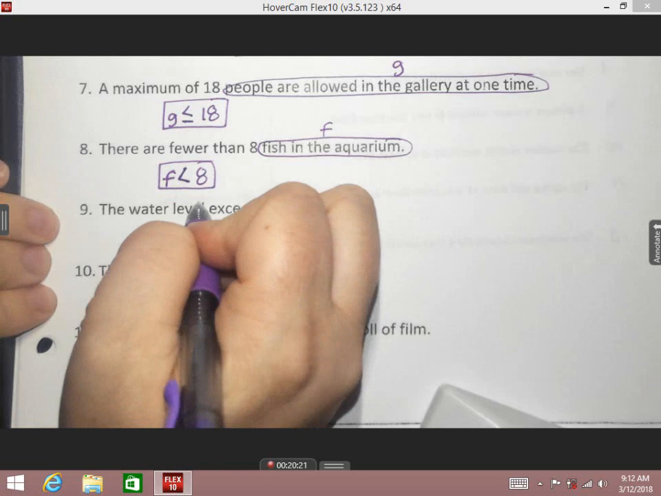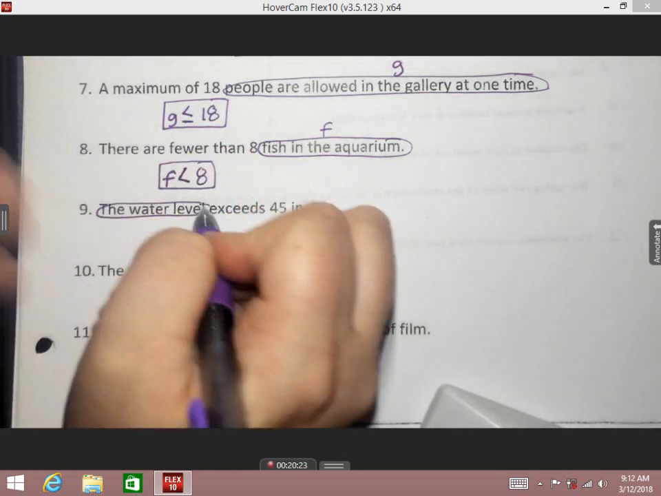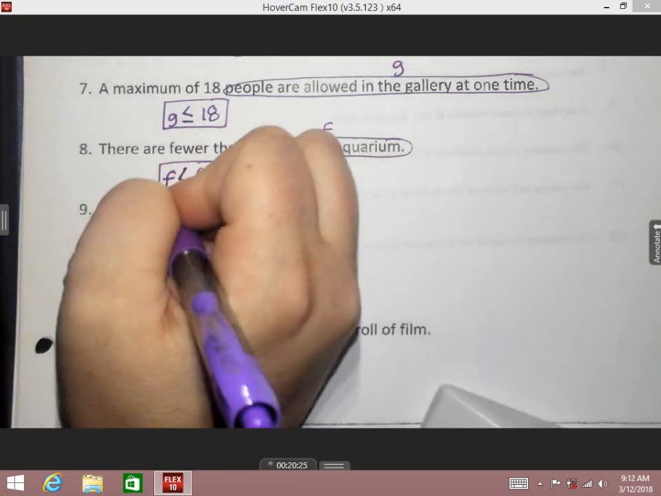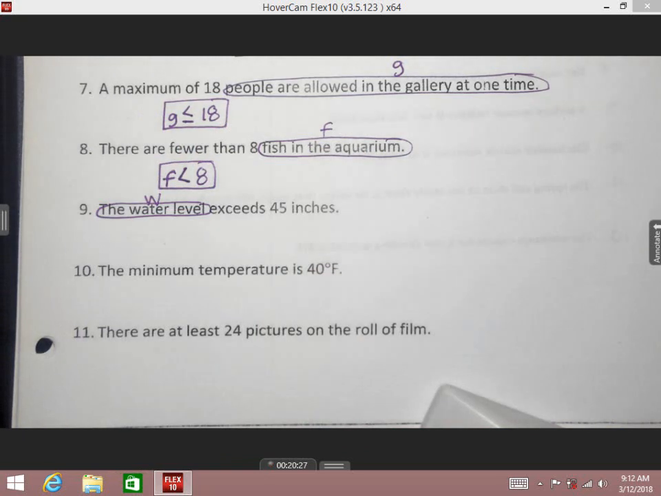The water level. Maya, what variable would you like to use? W. Excellent. All right, so let's talk about the word exceeds.